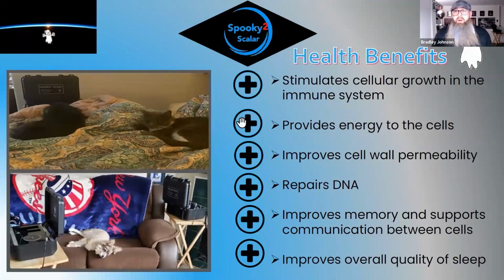So some of the primary benefits of what the Spooky2 scalar system brings to the game with regards to what it offers as a product: it stimulates the cellular growth inside your immune system. It provides energy to the cells inside your body. It improves the cell wall permeability as well as repairs DNA. And this is all with just pure energy scalar.